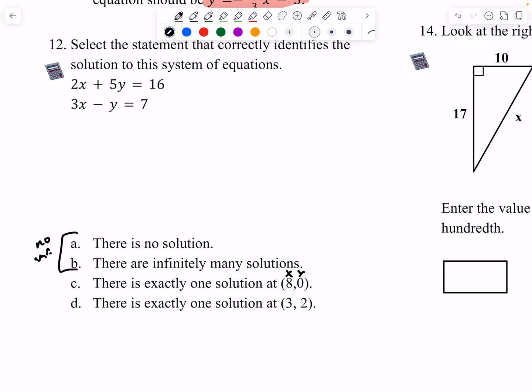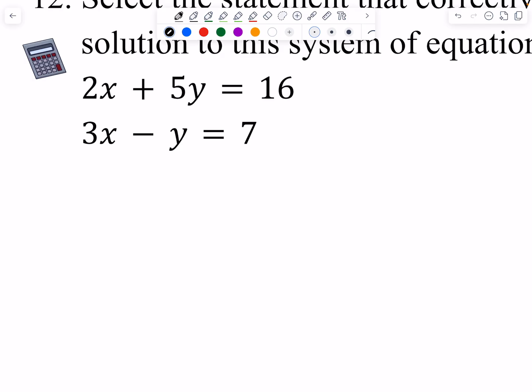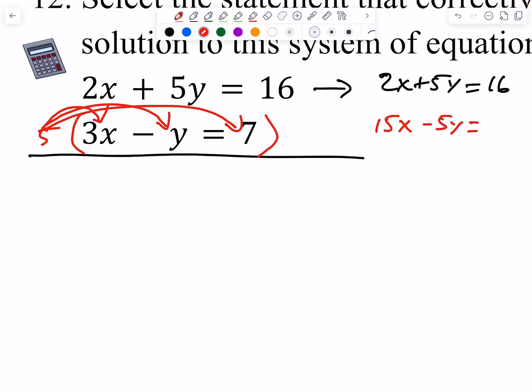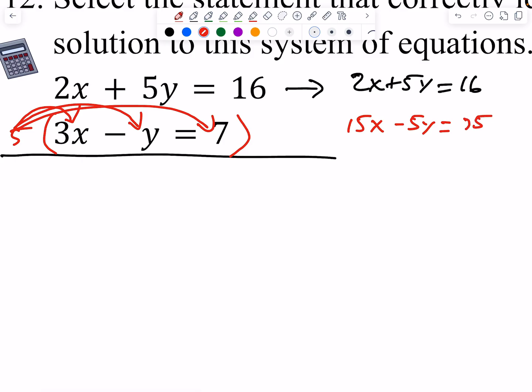Okay, so let's do this. What can we do? In this case, I'm going to multiply the bottom times a 5. So why did I do this? Because we're going to use elimination here. So the top, nothing happened. I got 2x plus 5y equals 16. But the bottom, I'm going to distribute that 5 to every single term on both sides. So I got 5 times 3x, which is 15x. 5 times negative 1 is negative 5y. And 7 times 5 is 35.